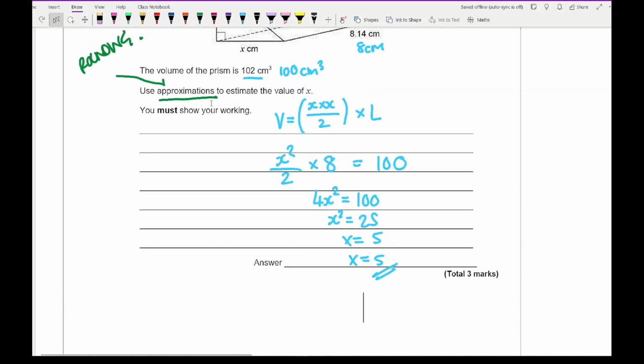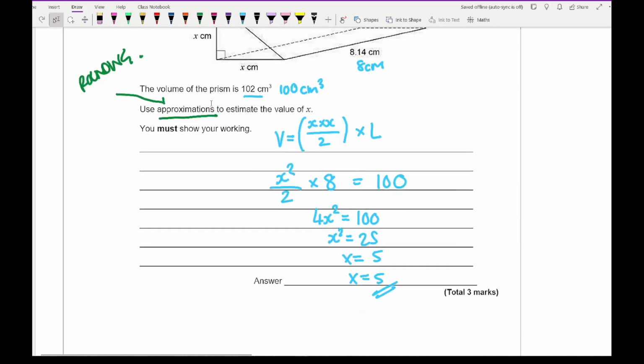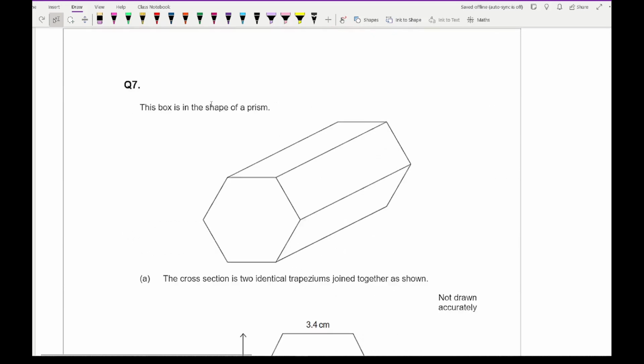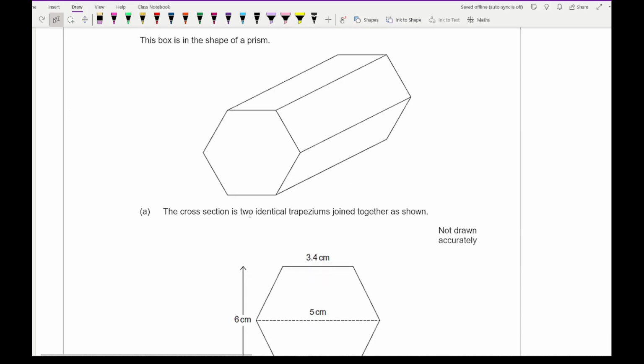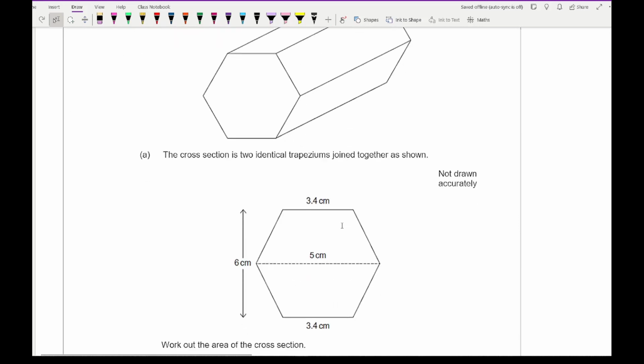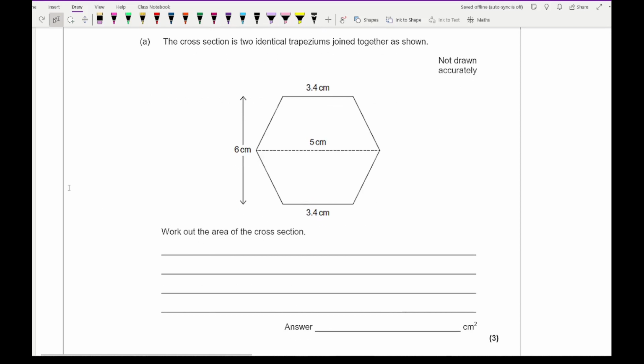Now it could equal plus or minus 5, but again, you can't have negative length, so that's why it's positive 5. Then moving on to question 7, it says that this box is the shape of a prism. The cross-section is 2 identical trapeziums joined together as shown, and it says work out the area of the cross-section. So from this, what I've got is that this is going to have a height of 3. So the area of a trapezium is a plus b times h divided by 2.